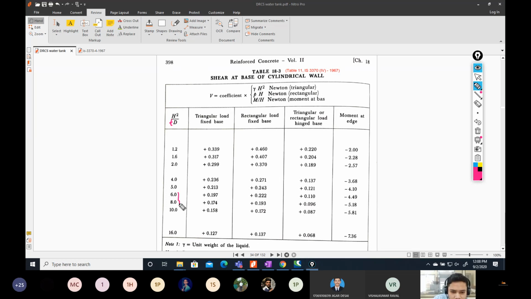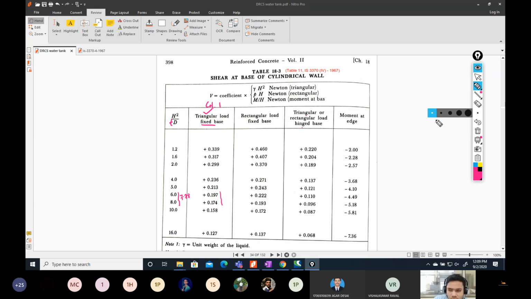So in our case, it is 7.78, which is in between this. And ours is fixed base and the loading is triangular. So we'll be referring to column 1. Okay, in case you have the hinge base, then you have to refer to column 3, which is for the hinge base and for triangular loading. So you can interpolate the value in between this.